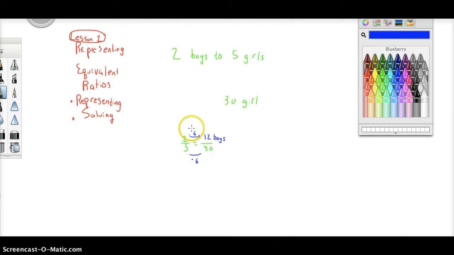Okay, so we can use this idea. We call this a scale factor. Let me write that in there.